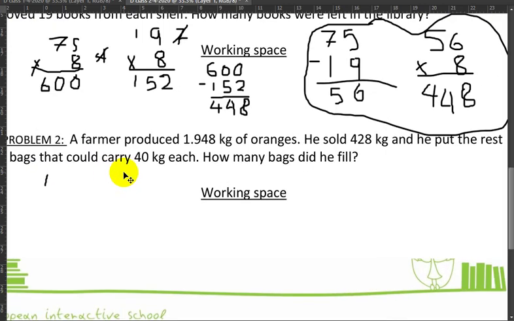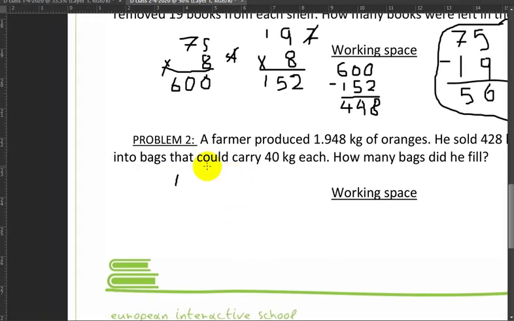So let's actually get a little closer here. 1,948 minus the 428 that he sold. This subtraction gives me 1,520. And I want to divide this by 40. So I want to do 1,520 divided by 40.